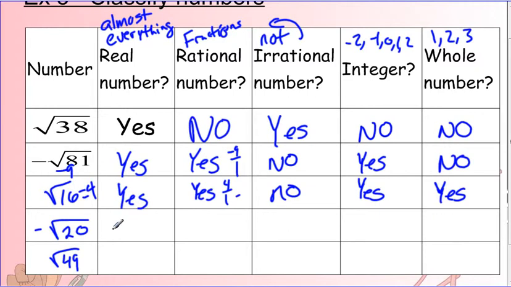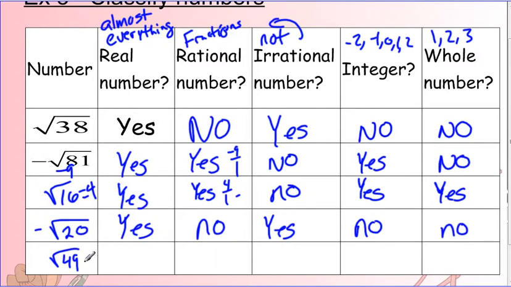Okay, you should be done, and let's see. Real, yeah. Rational? Well, the negative square root of 20 does not come out to a nice even number, so it is not rational, which means it is irrational. Is it an integer? No, because it did not come out to a nice pretty number. Is it a whole number? No, because it did not come out to a nice pretty number.